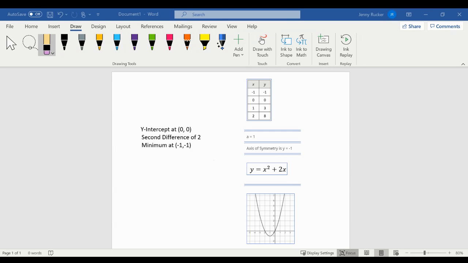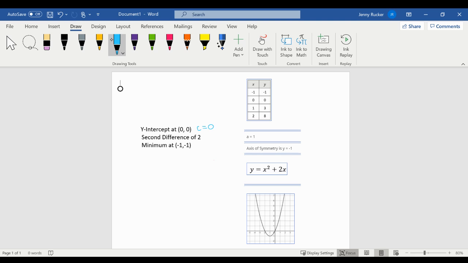In this problem, we are given some key features of a quadratic and asked to determine which of the following are true. Let's take a look at these key features and see what information we can get out of them, and then look at our choices. Our first feature is that it has a y-intercept at (0, 0). So from this, I can also conclude that c must equal 0 in my equation.